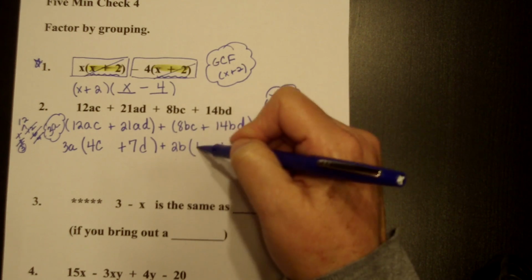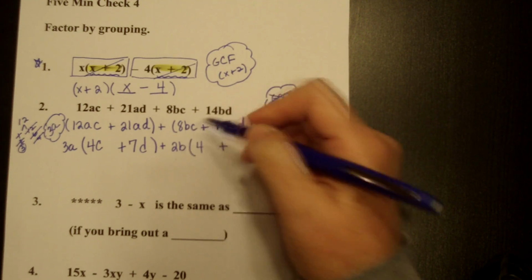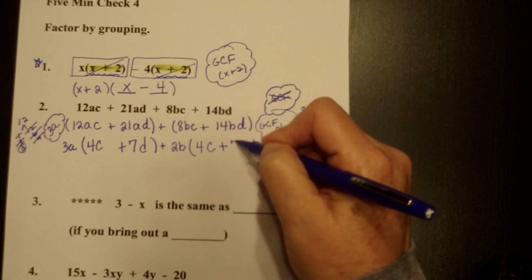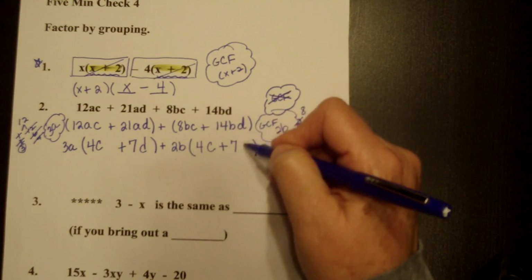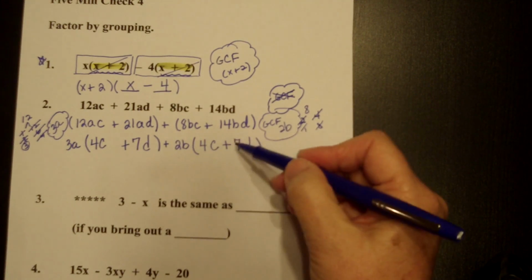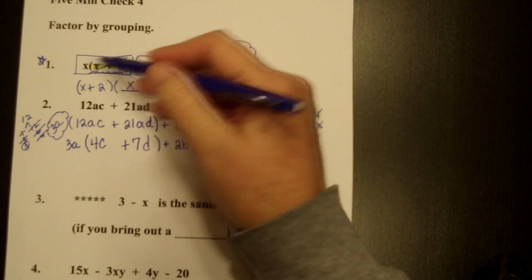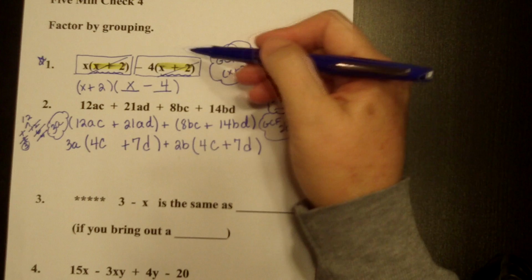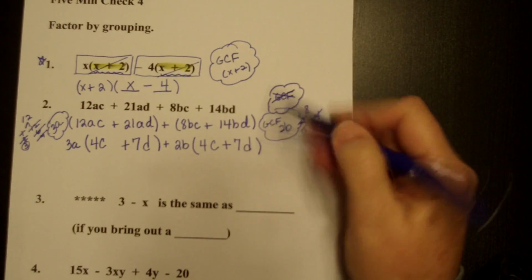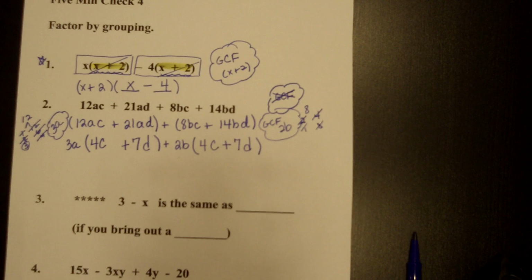8 divided by 2 is 4. The B's cancel out. You have a C. 14 divided by 2 is 7. The B's cross out, and you're left with a D. Well, now this kind of looks like number 1 did. So we had 2 big terms, and we looked for a common factor. Well, here's 2 big terms, and now we're looking for a common factor.